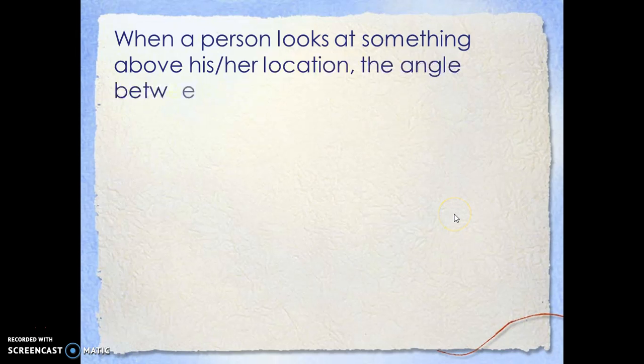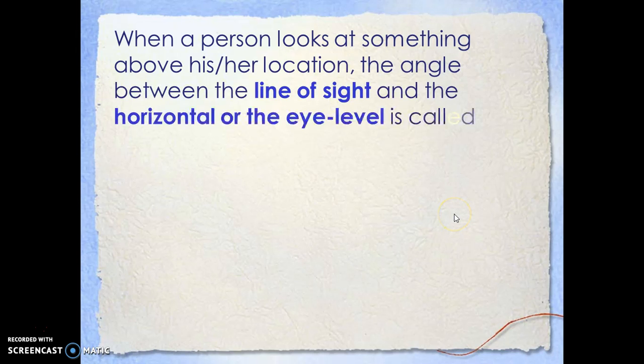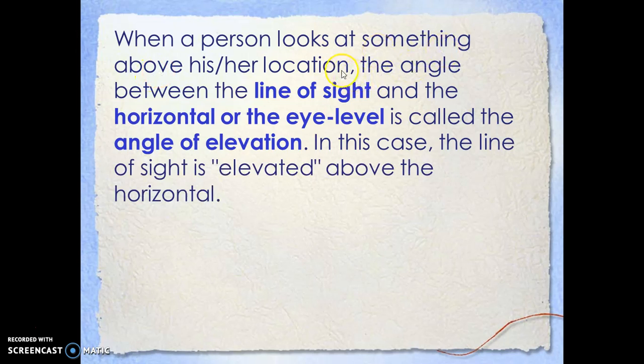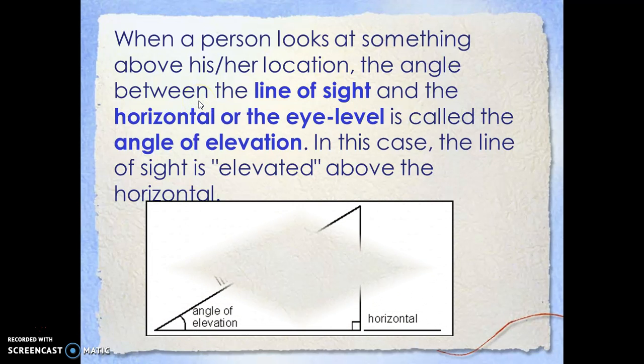Okay, when a person looks at something above his or her location, the angle between the line of sight and the horizontal or the eye level is called the angle of elevation. In this case, the line of sight is elevated above the horizontal.